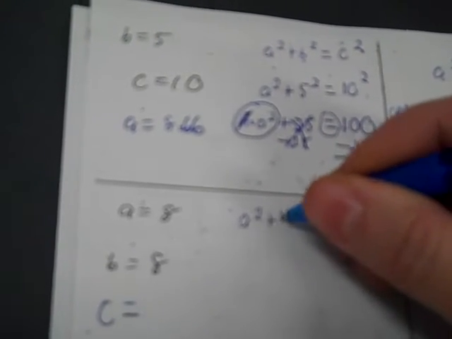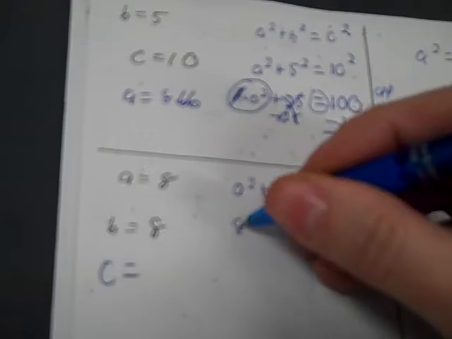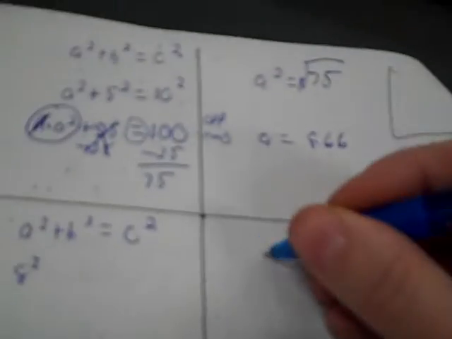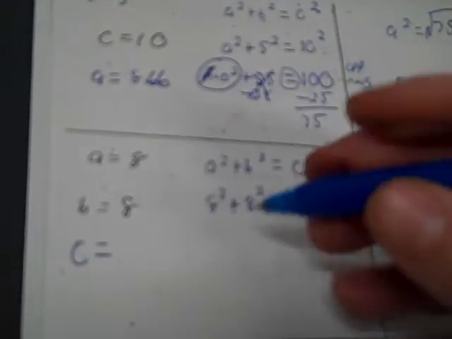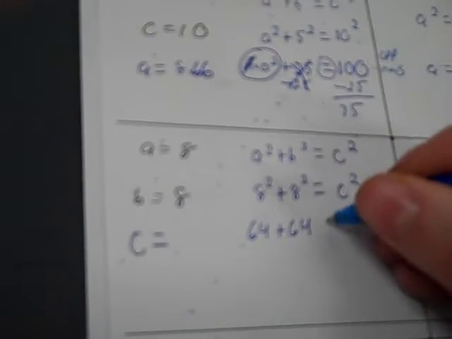Okay, my next one. A is 8, B is 8, what's C? Okay, so A to the second plus B to the second equals C to the second. So A is 8. And again, C is the one we're finding, so it's going to be C to the second. B to the second, 8 to the second, and then C, I don't know, so I keep the letter there. So 8 to the second. These are the same thing, so they'll both be the same thing. So 64, and then write your plus operation, 64, and then the equals is right there.